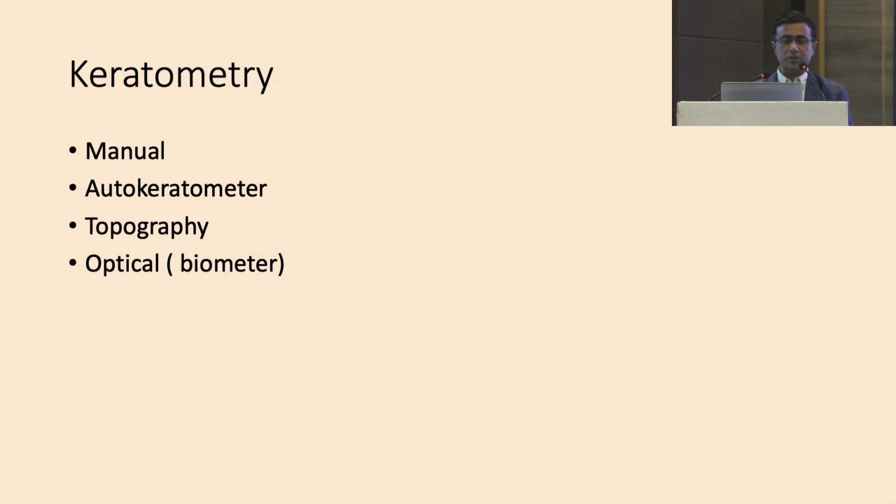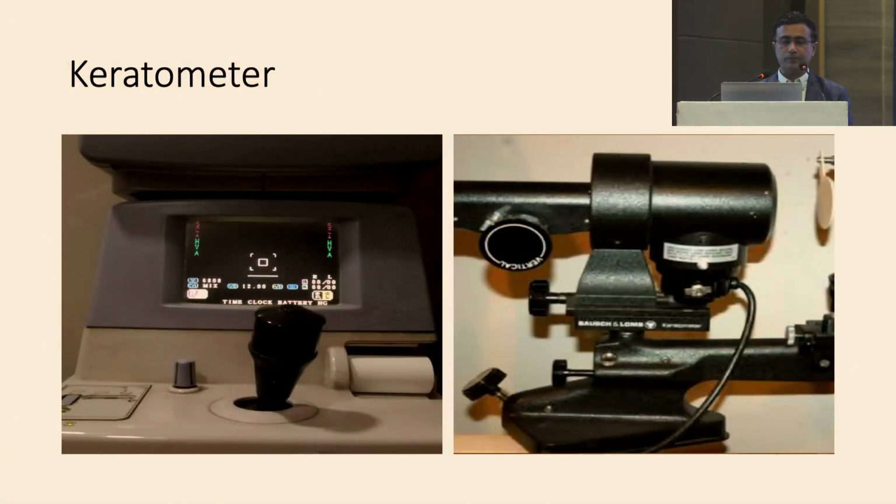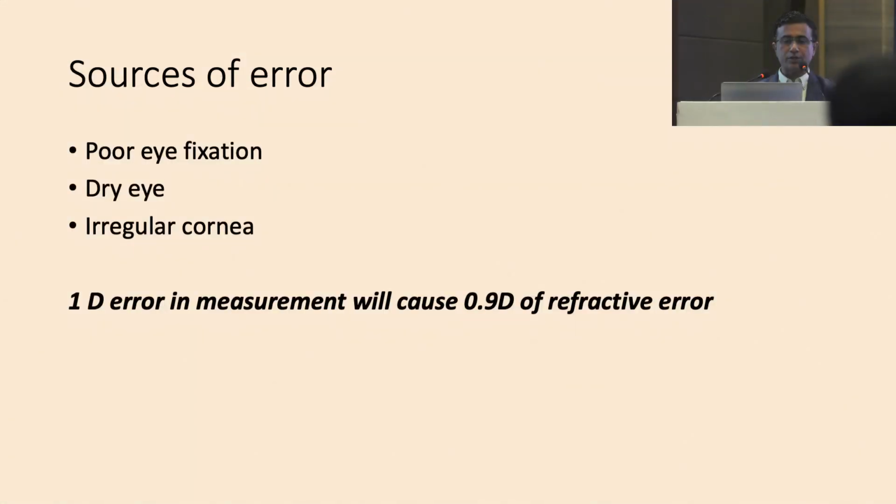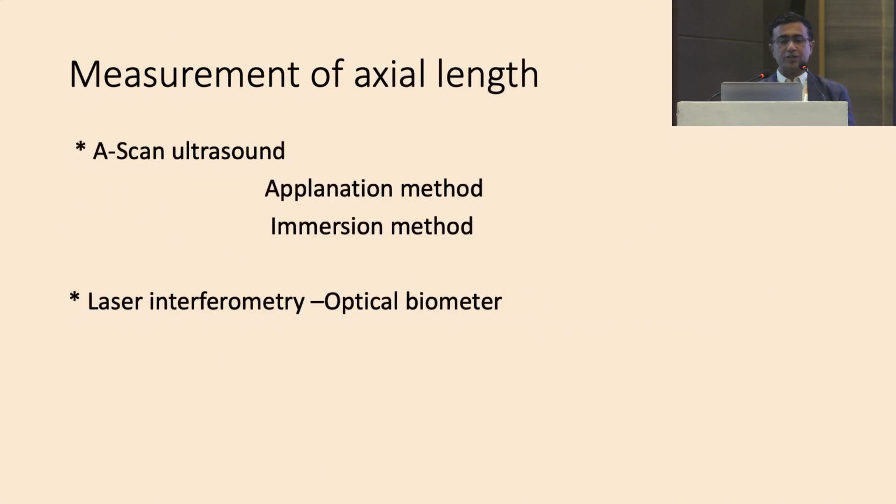Keratometry you may do manually, with an auto keratometer, with topography, or optically, but optical biometry is the gold standard nowadays. The sources of error in biometry could be poor fixation, dry eye, or irregular corneas. 1 diopter of error in the measurement will cause 0.9 diopter of refractive error post-operatively. For measurement of the axial length, the present gold standard is the optical biometer. But if you don't have access to an optical biometer, you can always consider doing it by immersion scan, because that again gives an accurate reading.